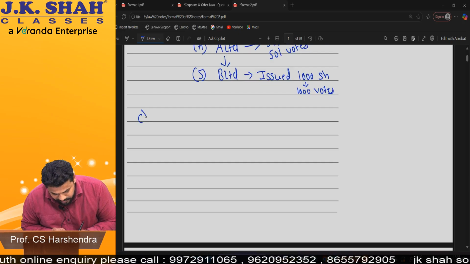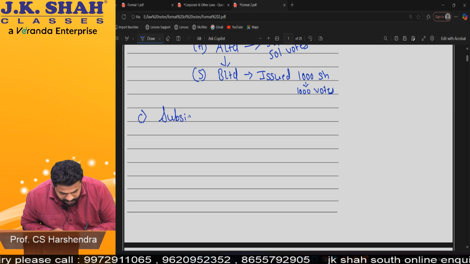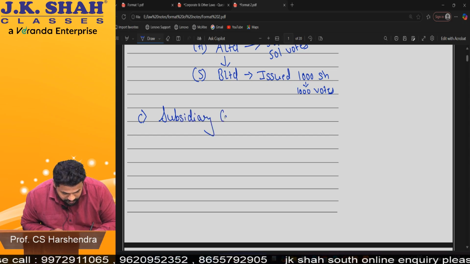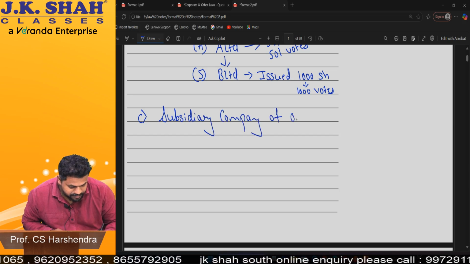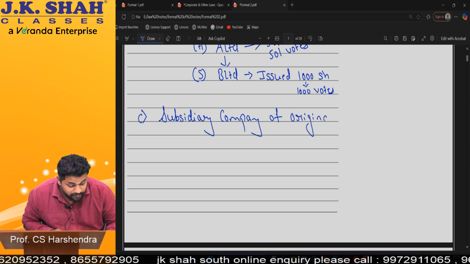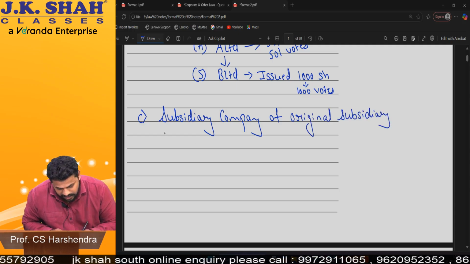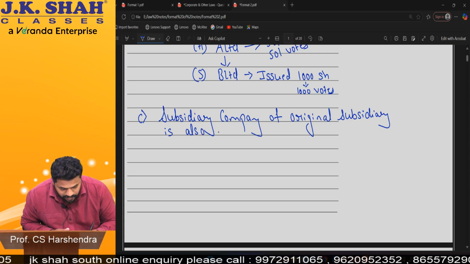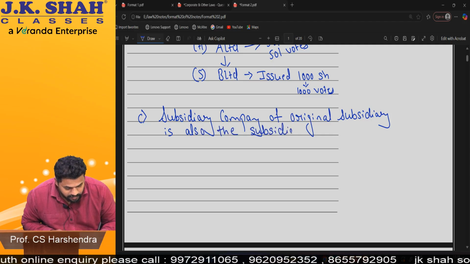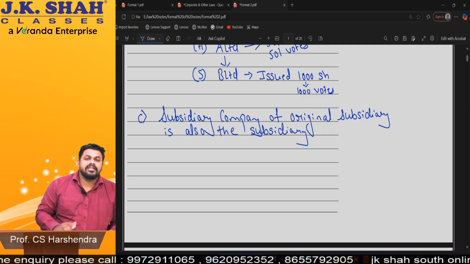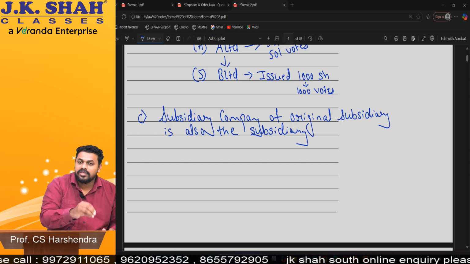Now C point. Now what is C? C is very simple. Subsidiary company of original subsidiary is also the subsidiary. In the module it is given technical: the first mentioned company is a subsidiary of that other subsidiary. The meaning is same. Subsidiary company of original subsidiary is also subsidiary.